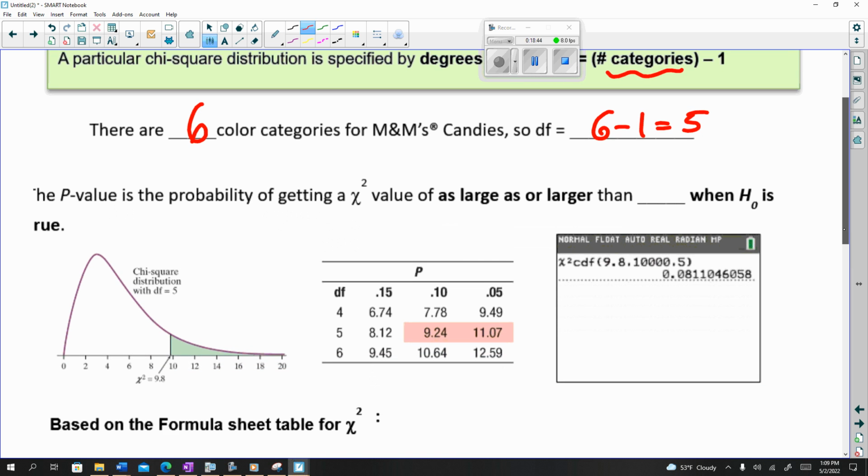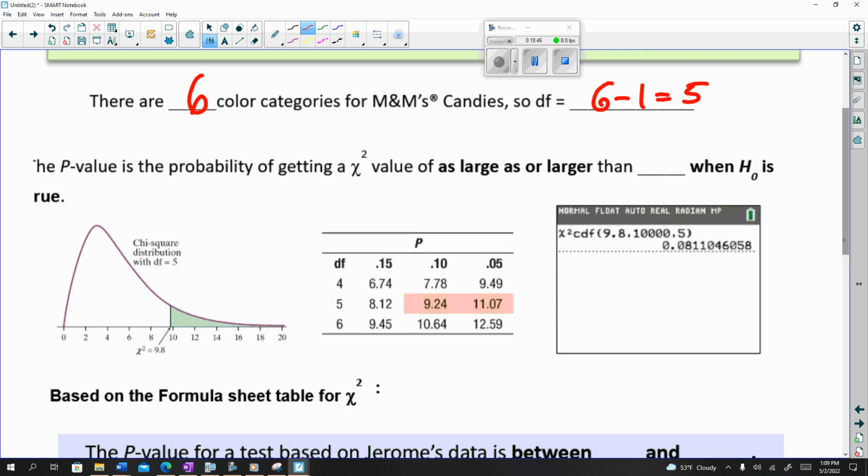And then remember the definition of a p-value. It's the probability of getting a sample value as large or larger than whatever the value was, when the null is true. The chi-squared value we got was 9.8. So if you look at the picture, the chi-squared value of 9.8 is here, and the p-value that we got is here, which was 0.08.